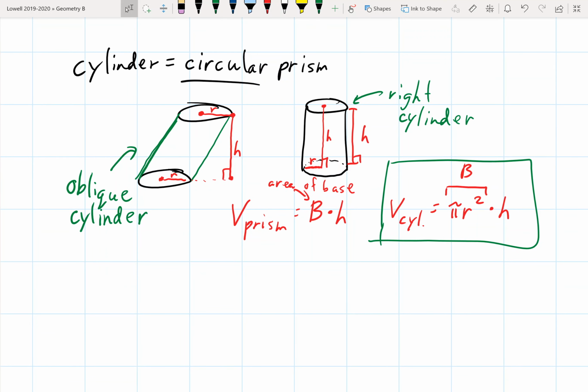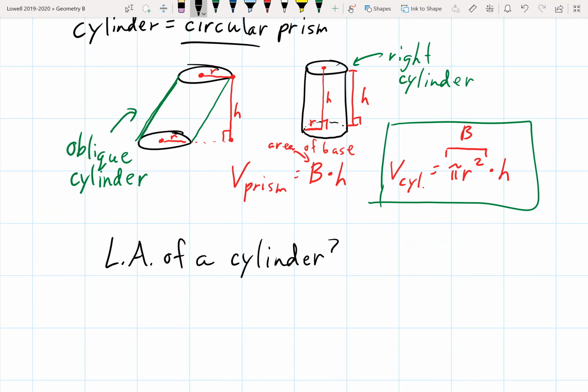A slightly more interesting question would be, what would be the lateral area of a cylinder? So let's be clear about what this means. We're going to talk about this for a right cylinder specifically today. So I'll draw my cylinder again. What would be the lateral area? The lateral area would be the entire surface area minus the circles. So for us, it would be this blue area wrapped around, right?